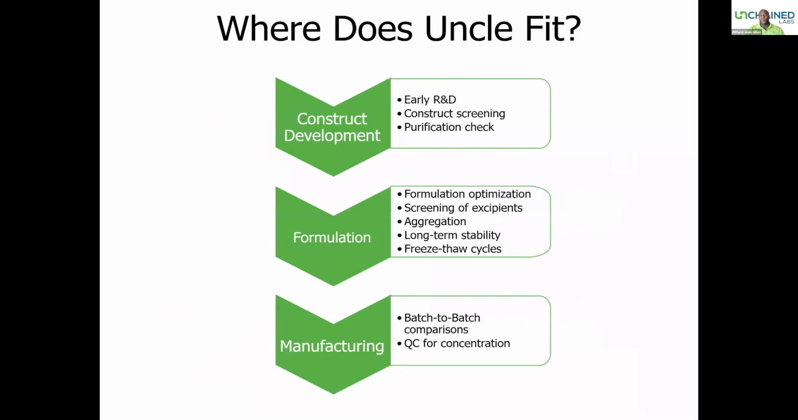Okay. So let's take a step back and think about where does the Uncle fit, right? So what I've shown you so far essentially is an example of construct development, so early stage screening. And so if you are looking to assess the right candidates, down select them and figure out which ones have the most suitable properties, the Uncle can certainly help with that. In fact, some folks are using it for thermal shift assays to look at even some interactions or some pseudo binding assays. So there are very nice ways in the early stages to use the Uncle to assess the quality of the clones that you are selecting, okay, or the constructs.